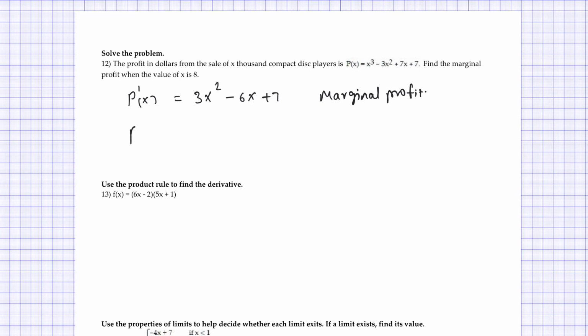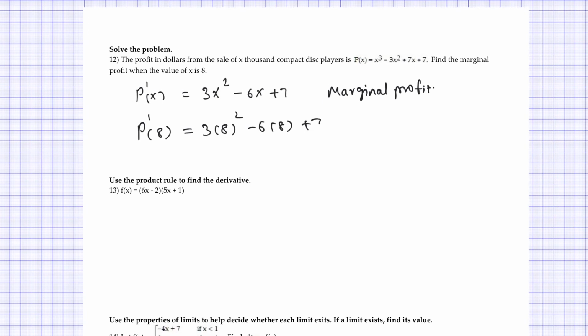We want to find the marginal profit at x equals 8. So plug x equals 8 into the marginal profit function. We obtain, after simplifying, P prime of 8 is equal to 192 minus 41, which gives $151.